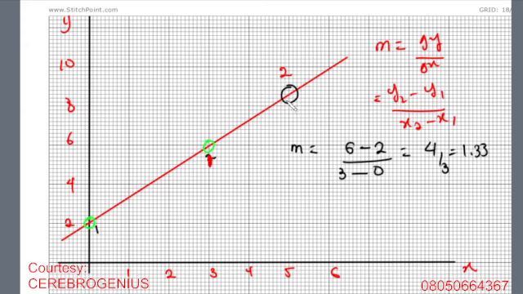That means this will be 8.1, 8.2, 8.3. So that means that the value of y here is going to be 8.3, and the value of y here is 6, while the value of x is 5. So let's see if this is going to work.